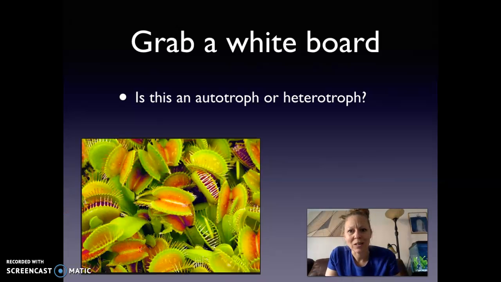What about this one? The Venus flytrap. What do you think? I'm going to let you think about that, and I'll let you answer that on the Ed puzzle. Do you think that the Venus flytrap is an autotroph or a heterotroph?